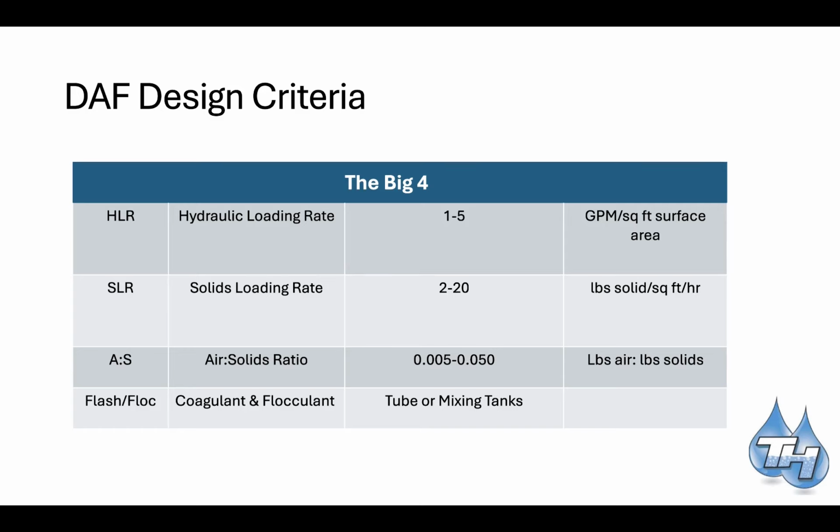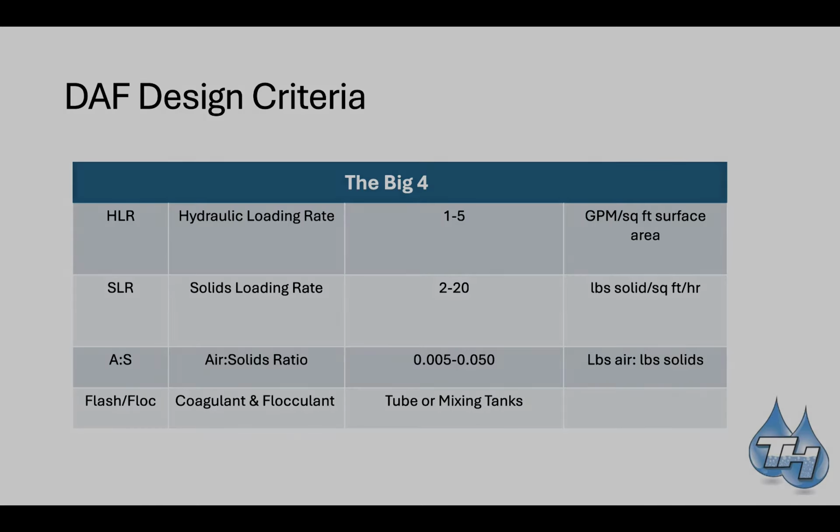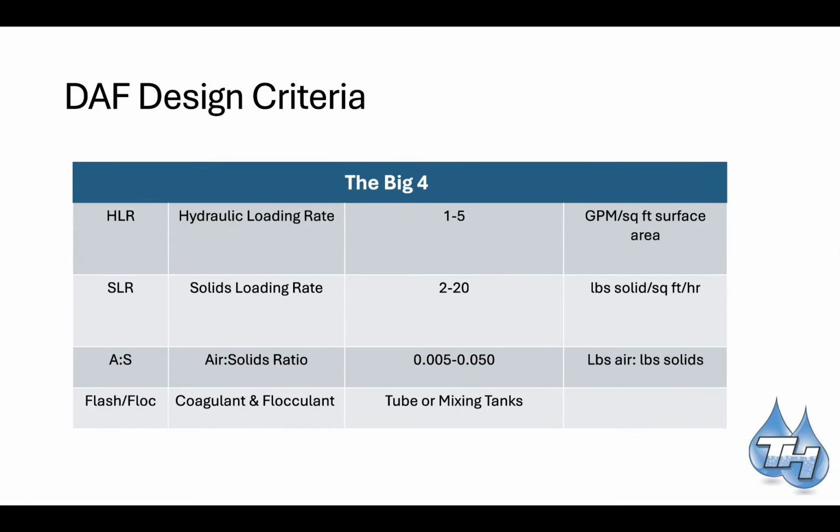Air to solids ratio, we just want a certain amount of pounds of air, when ratioed with pounds of solids. The value there is typically 0.005 to 0.050. And then for flash and floc, this is the coagulant and flocculant. And typically this occurs either in a tube or in separate mixing tanks.